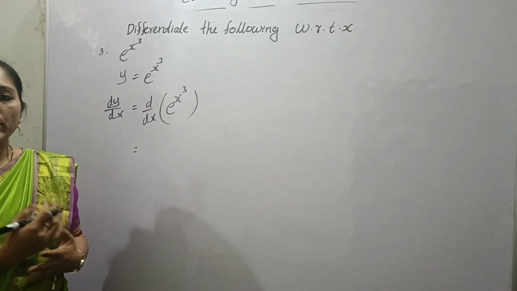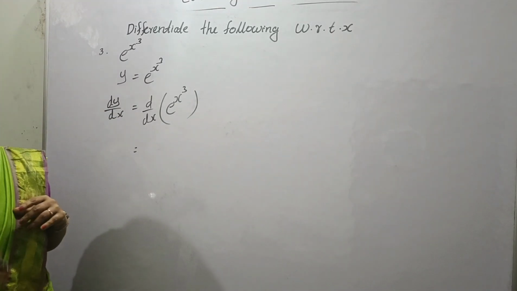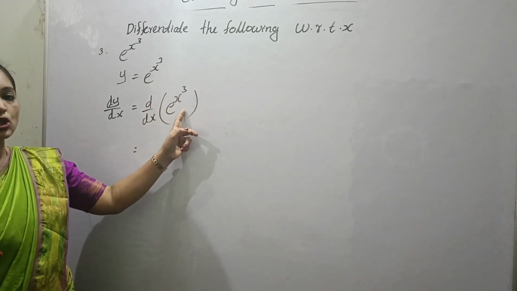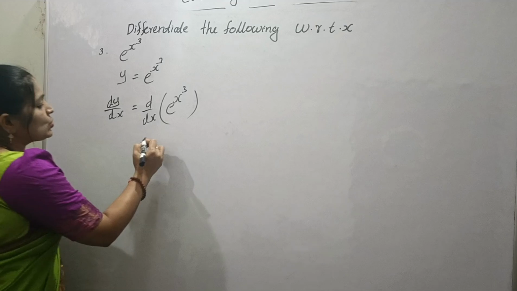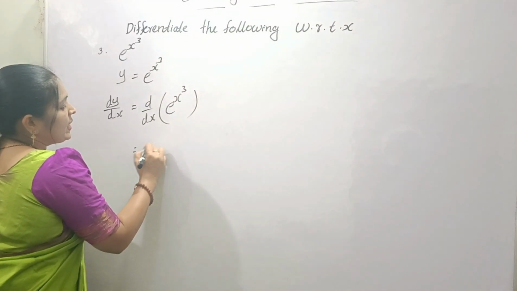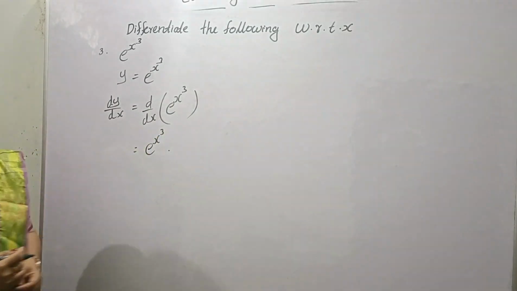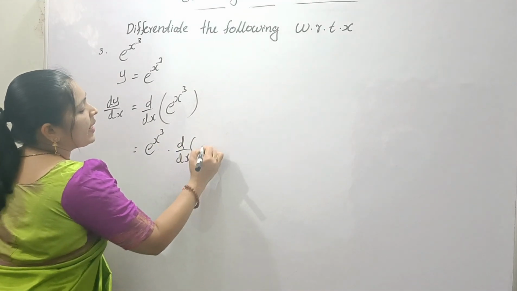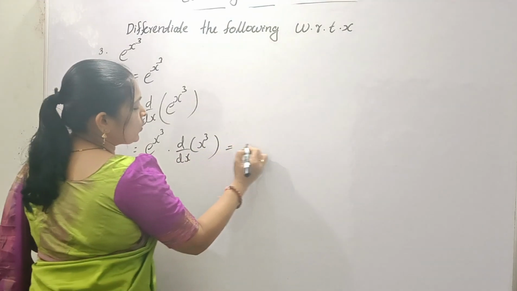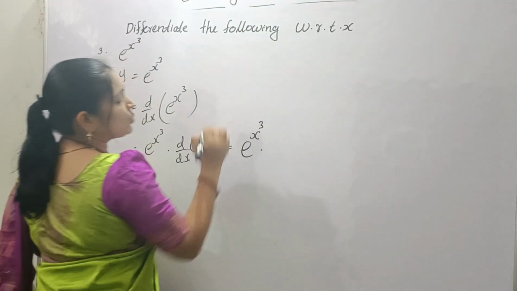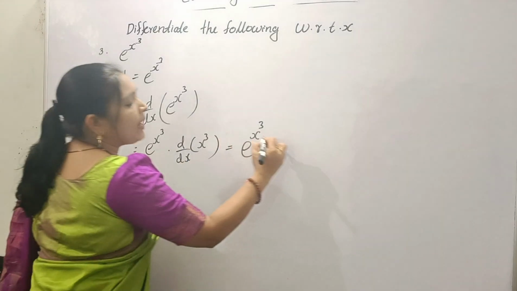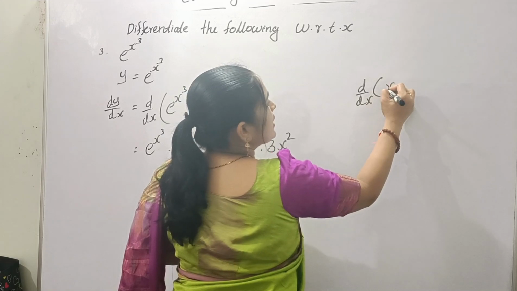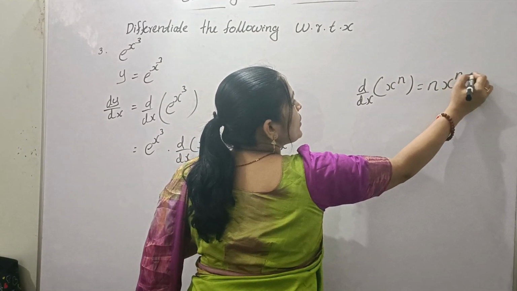d by dx of e raised to x is e raised to x itself, right? So e raised to x cube is e raised to x cube into derivative of x cube. Applying chain rule, d by dx of e raised to x cube is e raised to x cube into derivative of x cube, that is d by dx of x cube. That is equal to e raised to x cube into derivative of x cube is nothing but 3x square, right? Why? Because d by dx of x raised to n is n into x raised to n minus 1.